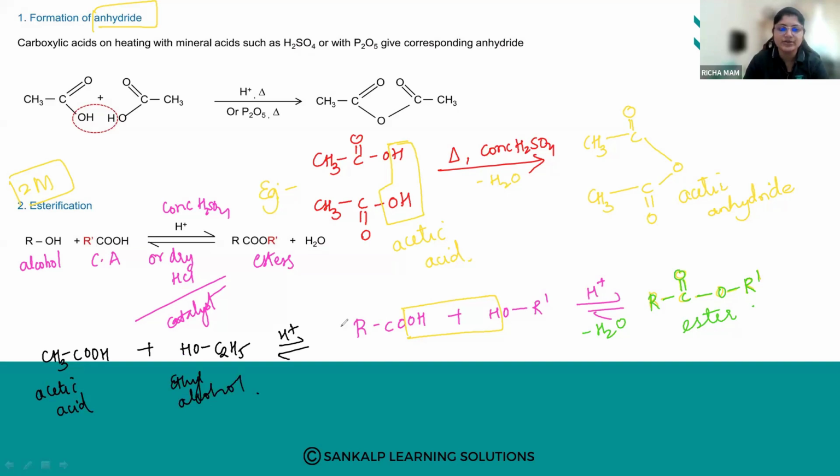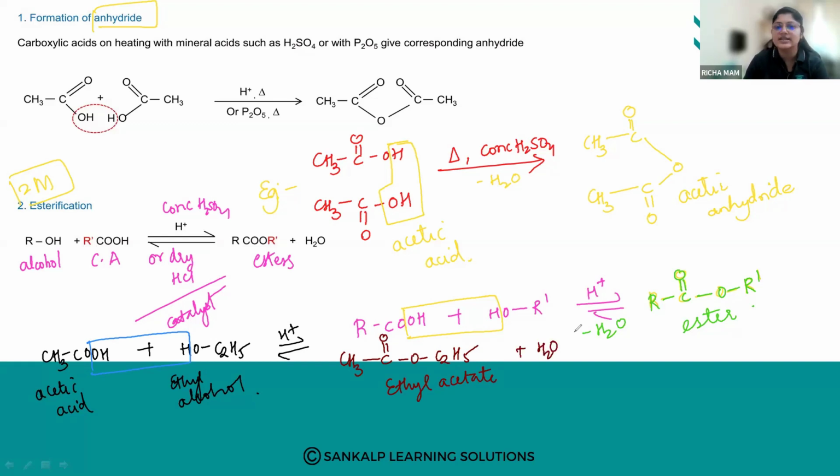What will be the product obtained, students? Remove a water molecule. What will be the product obtained? Just see. It will be CH3, C double bond O, O, C2H5. So this is ethyl acetate. What is the product? Ethyl acetate plus H2O.